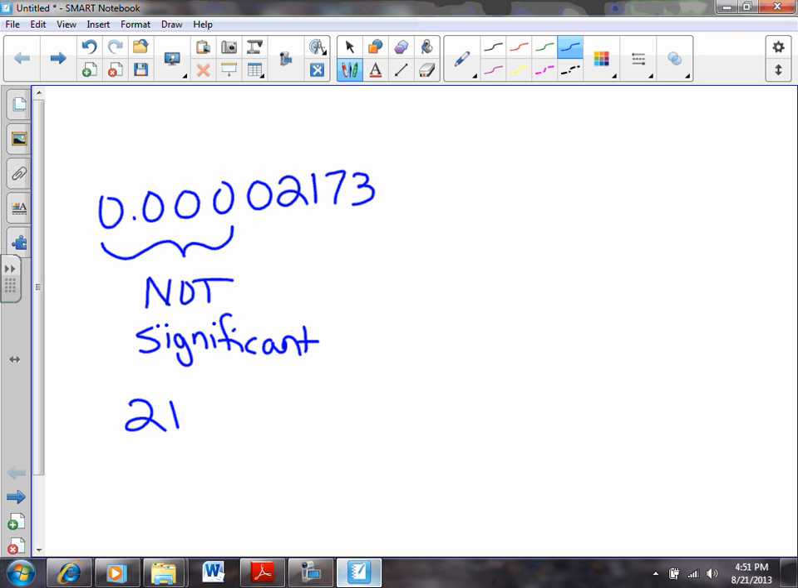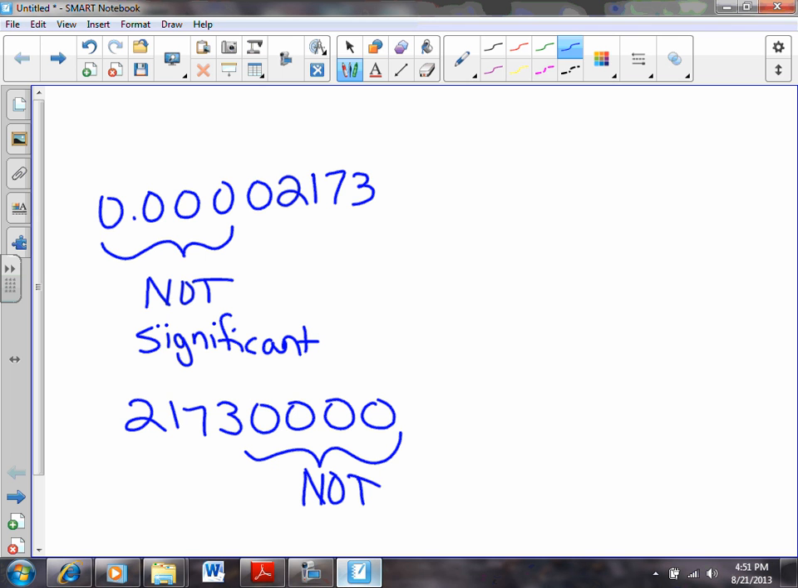Let's take 2173 again, and then put zeros behind it. Trailing zeros without a decimal are also not significant. Notice, however, that they do give this number a particular value. So now we've got 21 million instead of 2,173. So these zeros give it value. They show you that it's much greater than 2,000. Up here, these zeros give it value. They show you that this number is much less than 2,000.